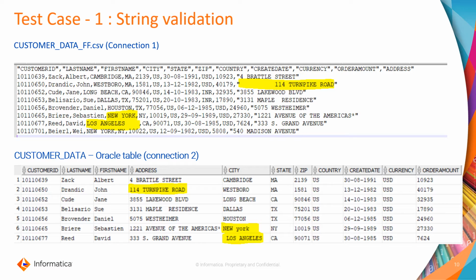That's one difference. And in the flat file you can see the address section has extra spaces in the starting, whereas in the Oracle table the spaces are not present. Then in the flat file we have city as New York in capital letters, but in the table it has capital and small letters. For Los Angeles also, it has extra spaces in the flat file, whereas in the table it has one extra space at the start and end. So this is our data, and let's create a test case for it.